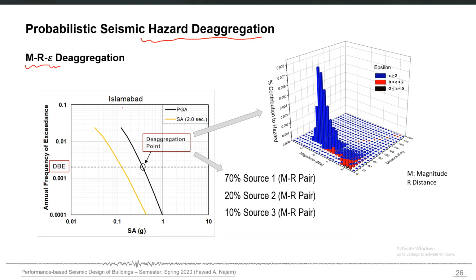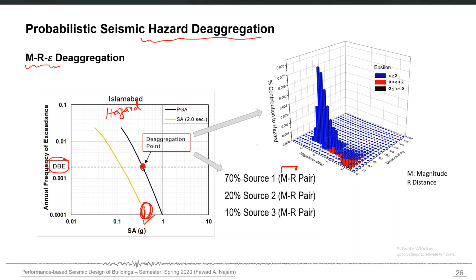So for example, if we have the hazard curve and let's say we use the example for the PGA case, this black line is for PGA and corresponding to the DBE definition, we have this point on the hazard curve. Now this number will give us some spectral acceleration value or PGA value, but that value can be decomposed further to estimate what MR pairs, or magnitude and distance scenarios of earthquakes, are contributing the most in that final number which we pick from this hazard curve.